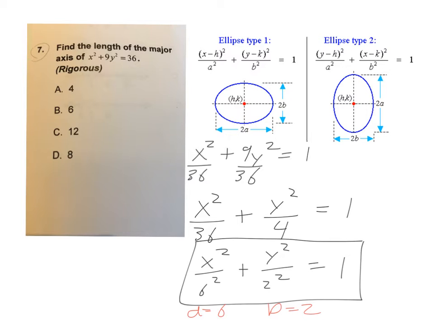Now, the length of the major axis is this entire length, which is 2a. Well, if my a is 6, 2 times 6 is 12. Let me just say that I did 2 times the a value to get the major axis. And so the answer here is 12. Cool, hope that helps.